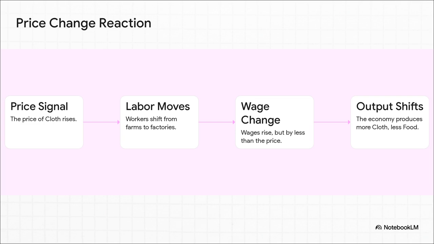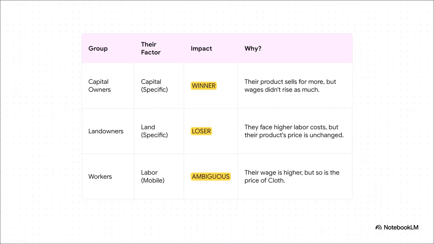But, and here's the catch, remember diminishing returns? Wages don't go up by the full 10%. And just like that, the entire economy pivots, shifting to produce more cloth. And this right here is the big reveal. This is the whole point of the model.